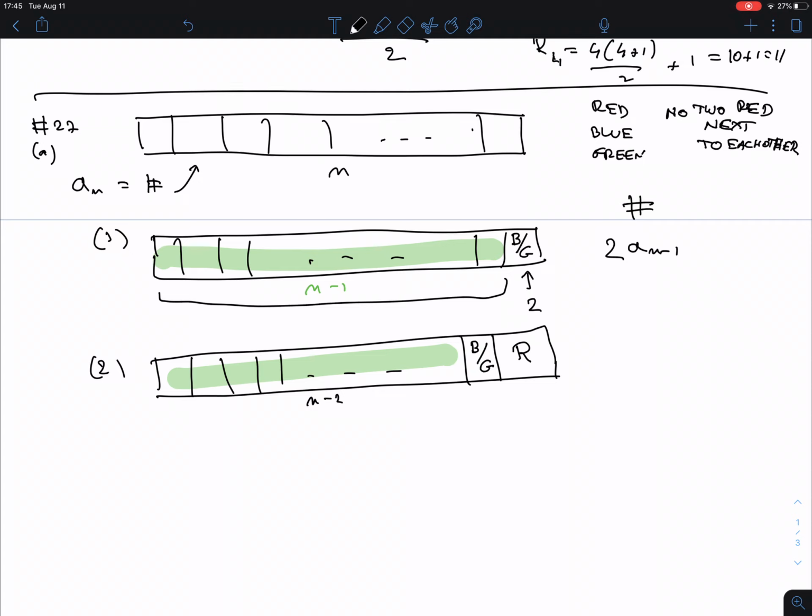You could have taken the blue. You could have taken, instead of 2 cases, 3 cases. You say the first case is that the last tile is a blue, the last tile is a green, and the last tile is a red. Okay, but I'm just combining these 2 cases here.